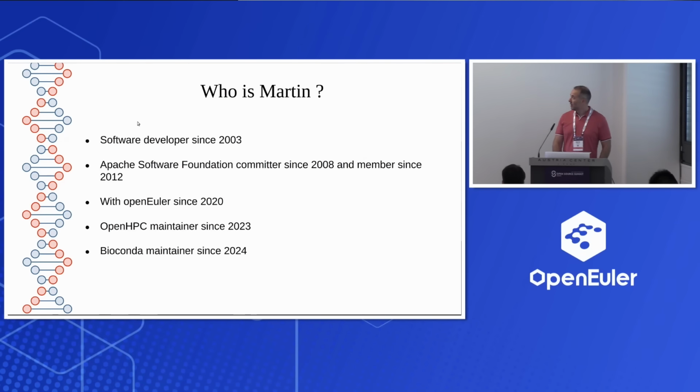A few words about me. I'm Martin. I'm a software developer from Bulgaria. I do it professionally since 2003. I'm a member of the Apache Software Foundation. I commit in 4 projects there. I work with openEuler since 2020, and I'm maintainer of OpenHPC projects, maintaining the openEuler part of it since 2023. And lately I work mostly on Bioconda by helping there to add support for many projects to support ARM64 architecture.